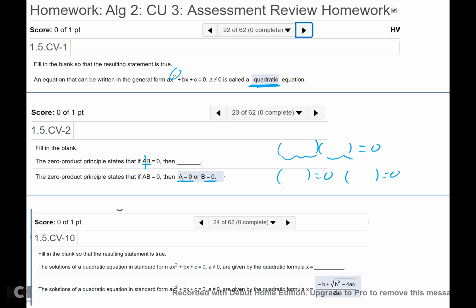Okay, 24, fill in the blank so that the resulting statement is true. The solutions of a quadratic equation in standard form, ax squared plus bx plus c equals 0, as long as a doesn't equal 0, are given by the quadratic formula, which is negative b plus or minus the square root of b squared minus 4ac all over 2 times a.